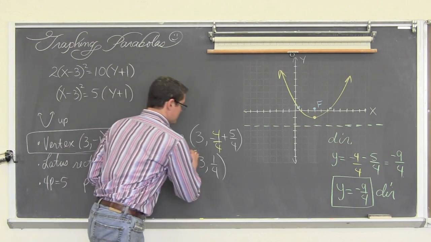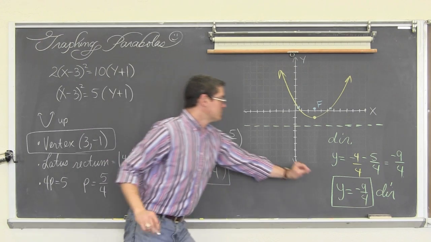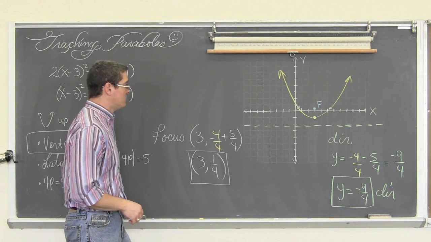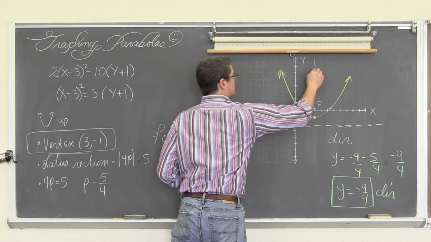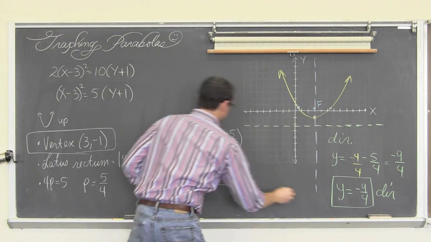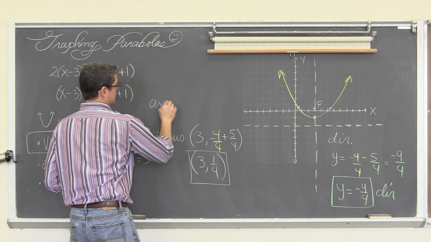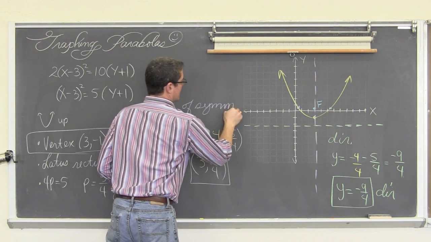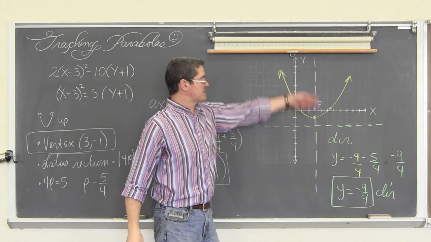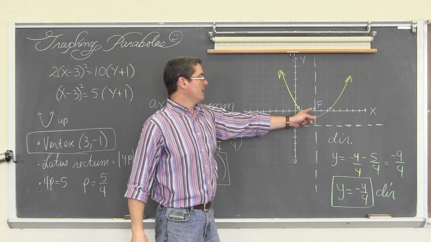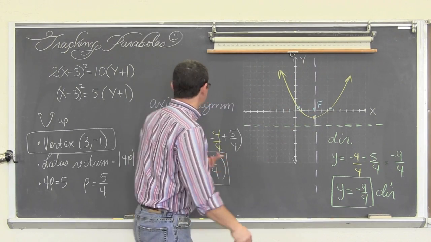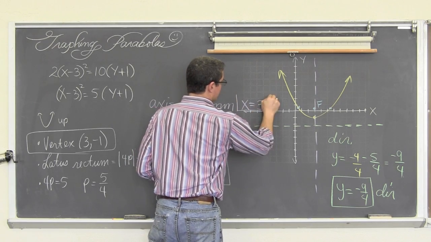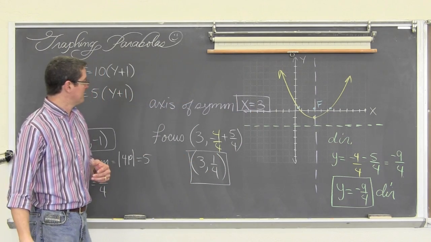Vertex, focus, directrix line. If your teacher is concerned about you writing these down, we've got an axis of symmetry. The axis of symmetry is going through the x-coordinate of the vertex. So it's going to be x = 3. The vertical lines have the equations of x equals a number.